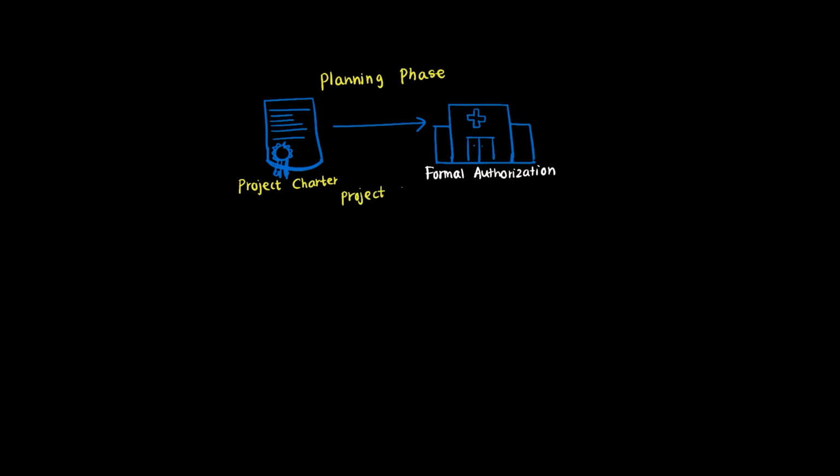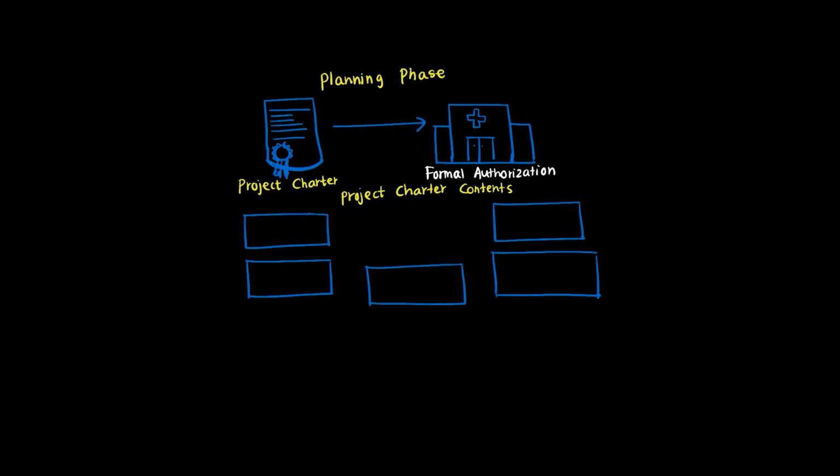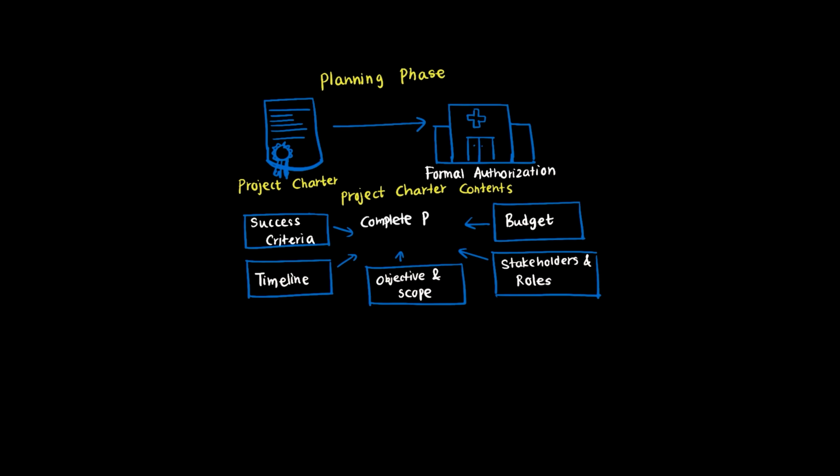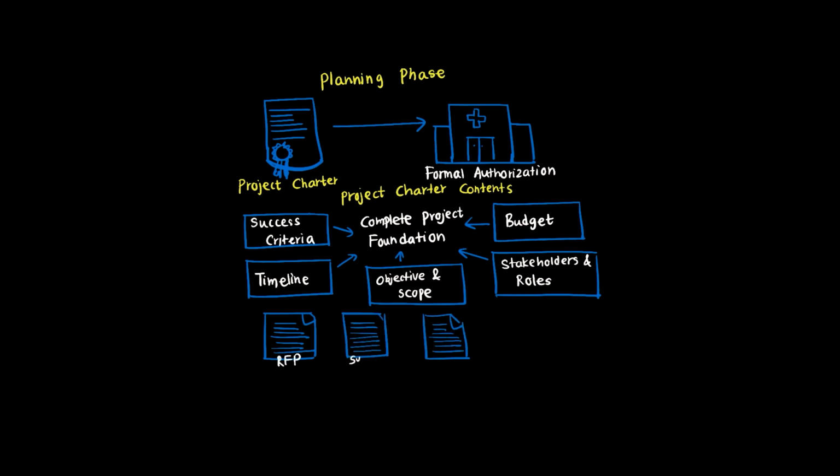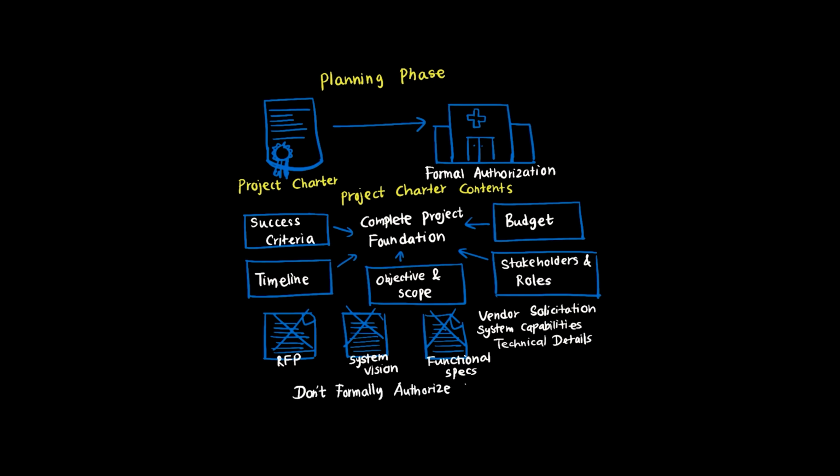The project charter spells out the objectives and scope, so everyone knows what they're building and what's out of bounds. It identifies all key stakeholders from clinical, technical, and administrative areas and defines their roles. It sets the budget boundaries and timeline expectations. And it defines what success looks like with clear criteria. Requests for proposals go out to vendors to solicit their solutions. System vision documents define what capabilities the new system needs. Functional specifications detail technical requirements, but only the project charter provides that formal authorization and comprehensive stakeholder framework.